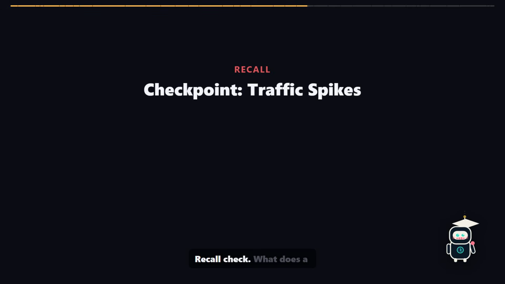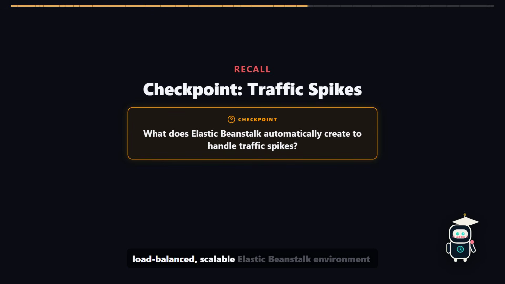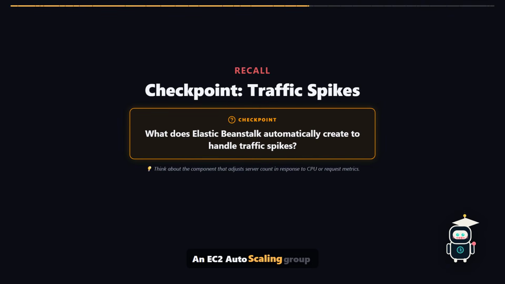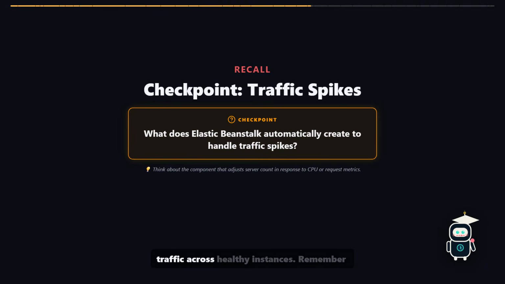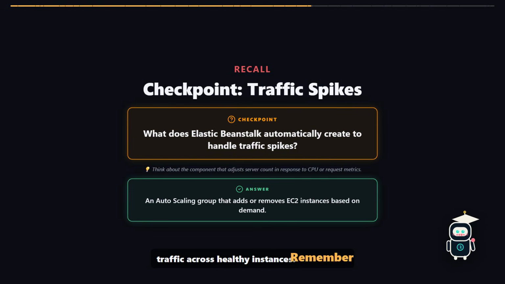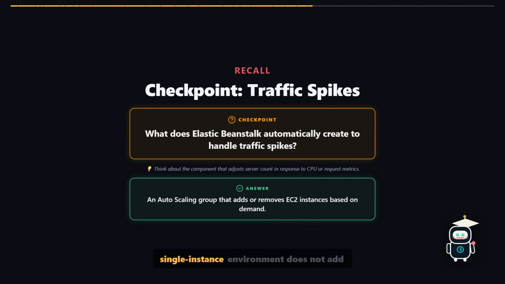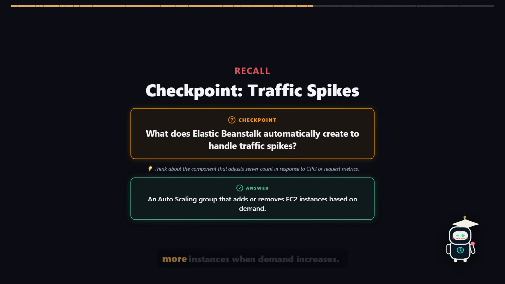Recall check. What does a load-balanced, scalable Elastic Beanstalk environment use to handle traffic spikes? An EC2 auto scaling group with configured scaling policies can add or remove instances, while a load balancer distributes incoming traffic across healthy instances. Remember the qualifier. This applies to a load-balanced, scalable environment. A single instance environment does not add more instances when demand increases.